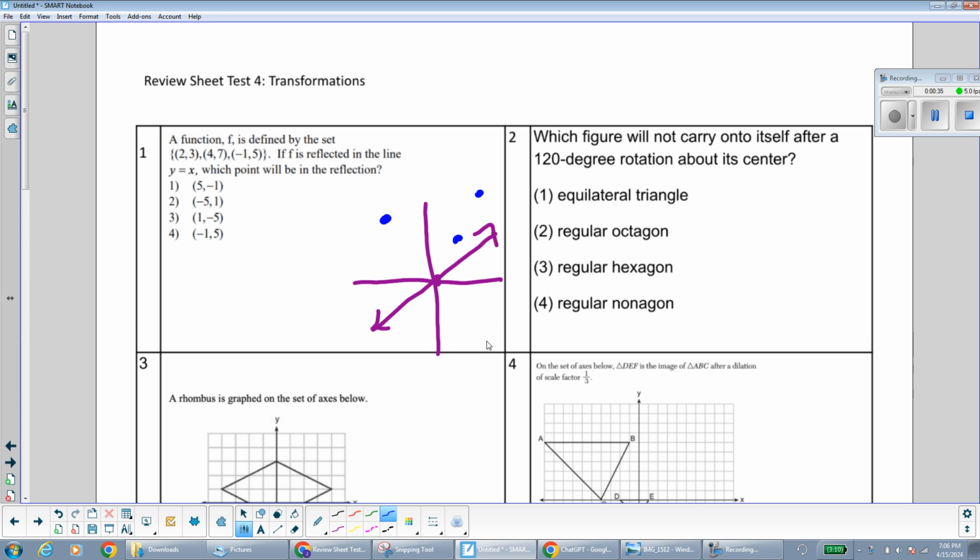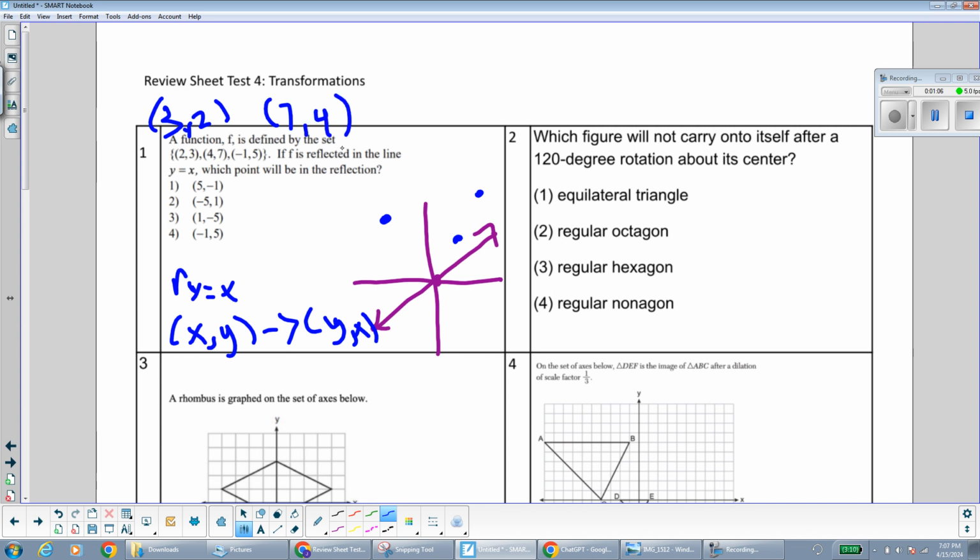So there is a rule for reflecting over the line y equals x, which I think is a really helpful rule. Let me just write down the rule here. That rule is that you take the original coordinate and you just switch the order of the coordinates. So the first one is going to become (3, 2). The second one is going to become (7, 4). And the third one is going to become (5, -1). So the only one that's here is the answer choice (5, -1).